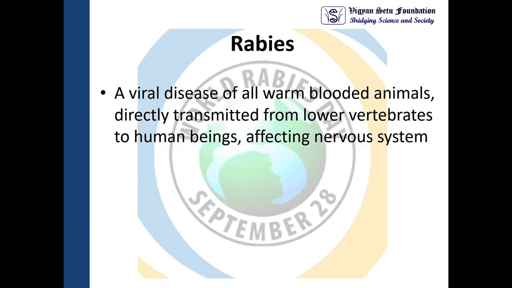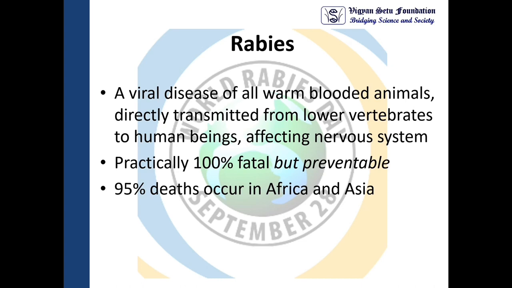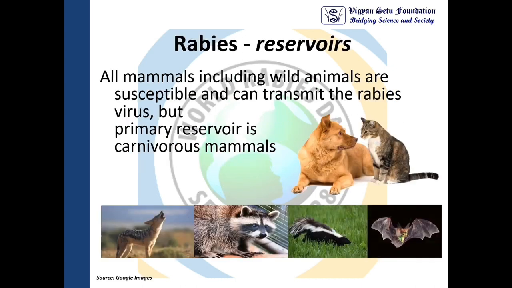Rabies is a viral disease of all warm-blooded animals which is directly transmitted from lower vertebrates to human beings. The virus of rabies affects the nervous system. Practically speaking, rabies is 100% fatal, but deaths can be prevented. 95% of the human deaths due to rabies occur in Africa and Asia. Though the primary reservoirs of rabies are the carnivorous mammals, otherwise all mammals including wild animals are susceptible and capable of transmitting rabies virus.